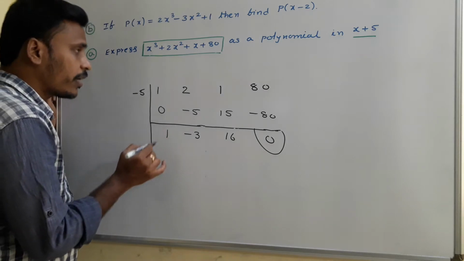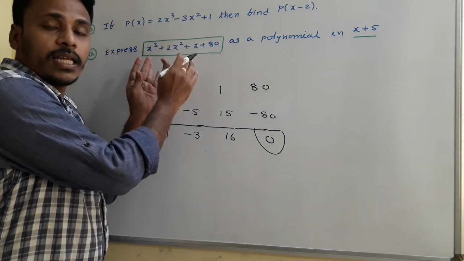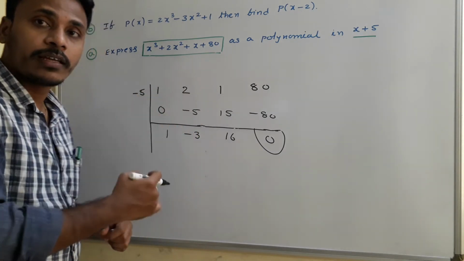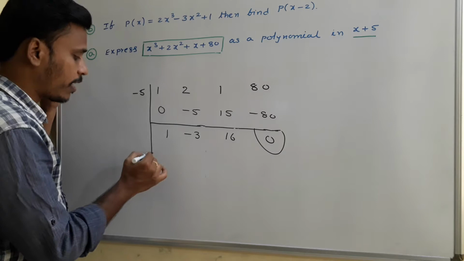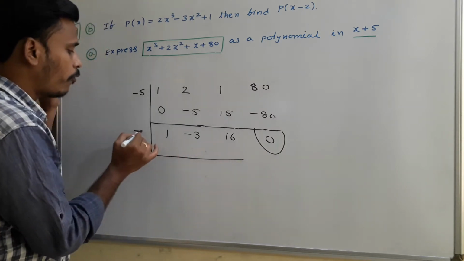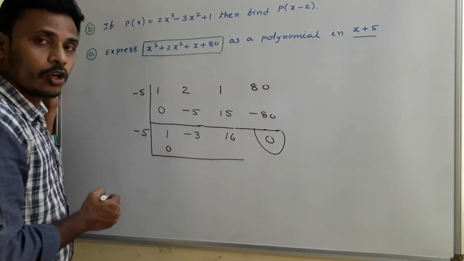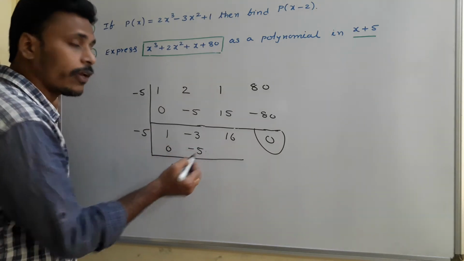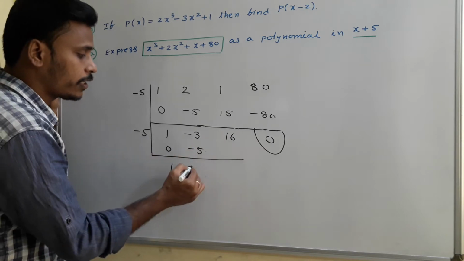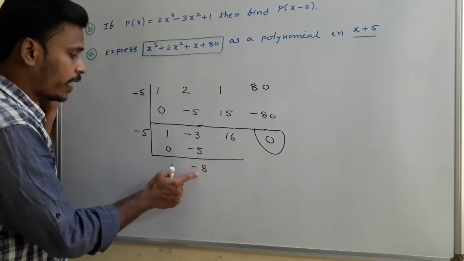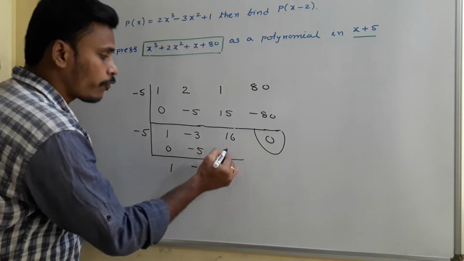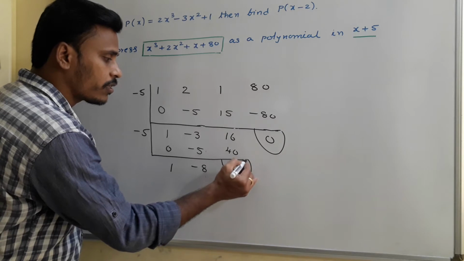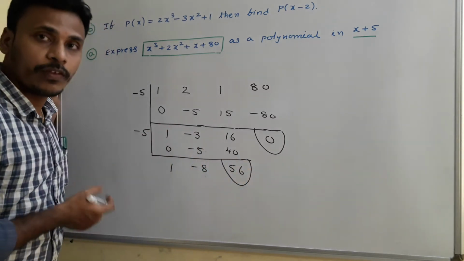And the next step, since we need to convert the given polynomial completely into a polynomial in x plus y, we need to do further steps with the same minus 5. And now with minus 5, you just start with 0. 1 plus 0 is 1. 1 into minus 5 is minus 5. Minus 3 minus 5 is minus 8. And then minus 8 into minus 5 is 40. 40 and 16 is simply 56, and this 56 is the remainder in the second step of division.